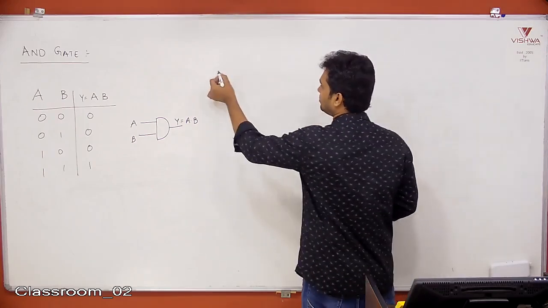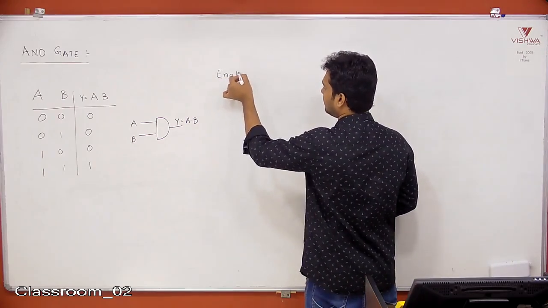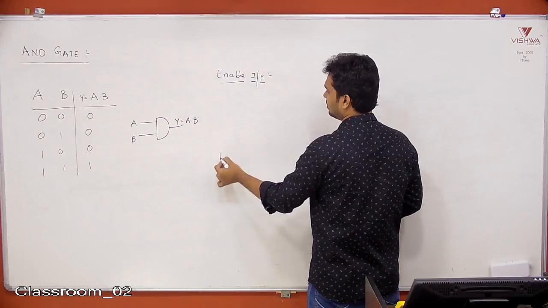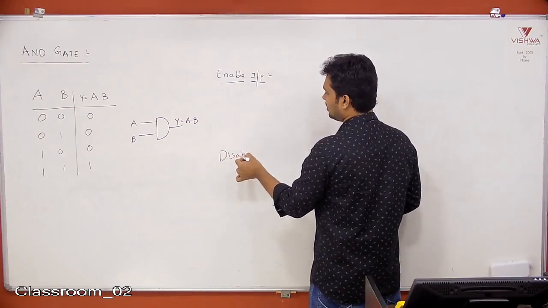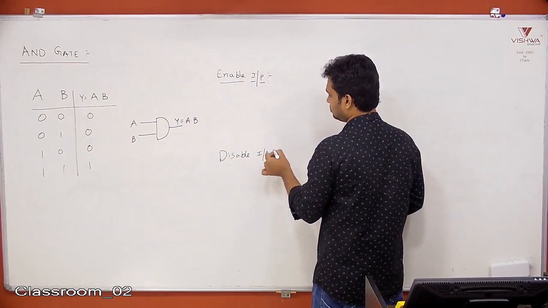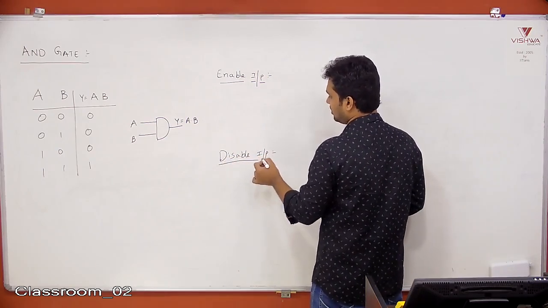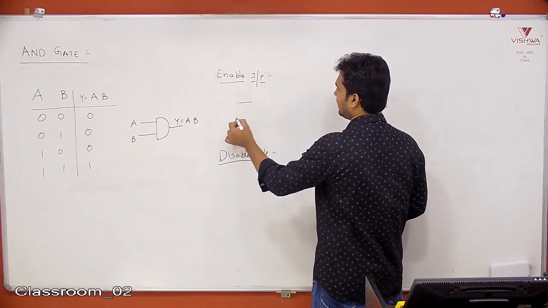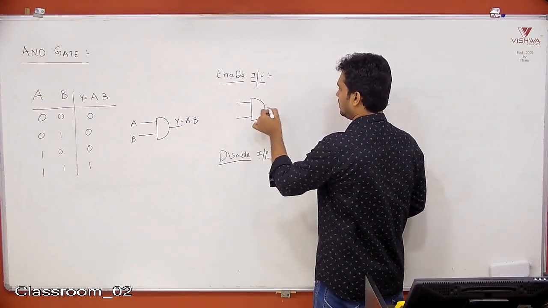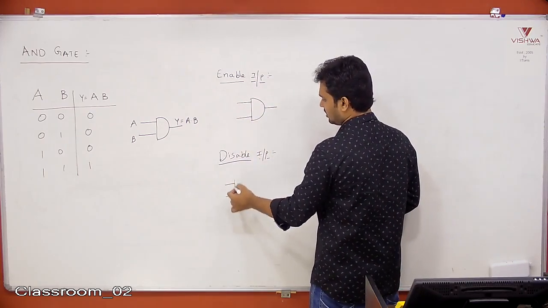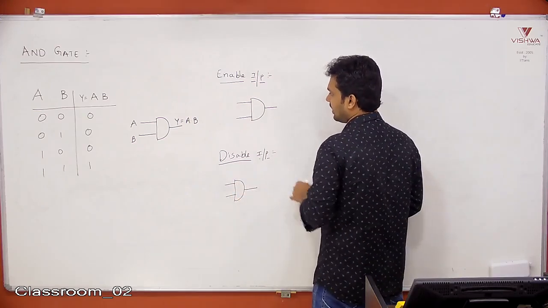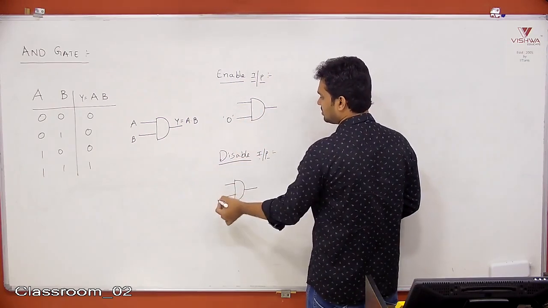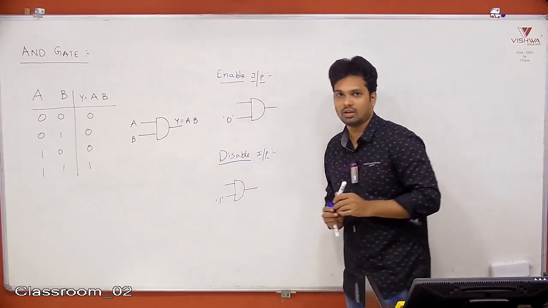The concept of enable input and disable input. Take an AND gate. What is enable input? What is disable input? I will explain. Say if the AND gate is given with one of the inputs as 0, what happens? And with 1, what happens? Let us see.